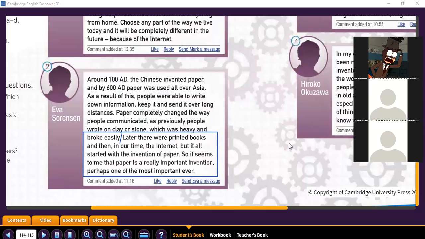Exactly. So here we're going to talk, we will talk about another invention. What is this invention? ¿Cuál será el invento en este párrafo? What's the invention they are talking? The paper. Paper, right? Exactly, the paper. So can you guys tell me what's the meaning of these?